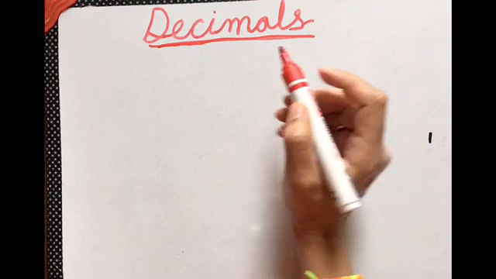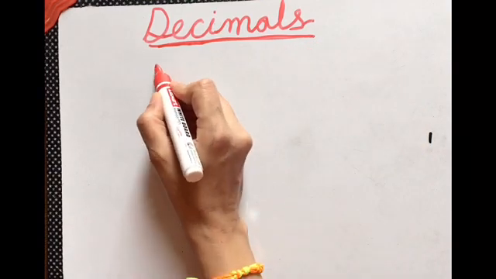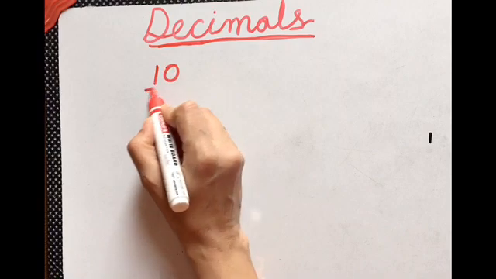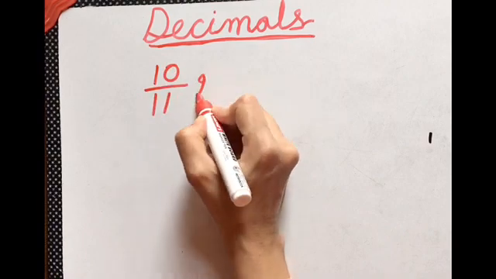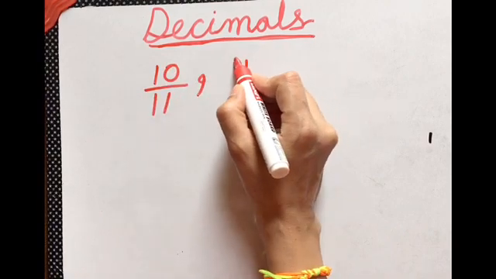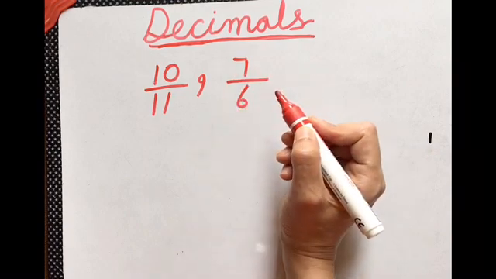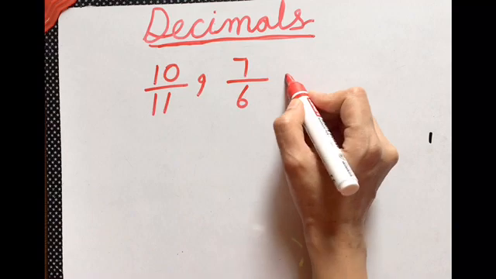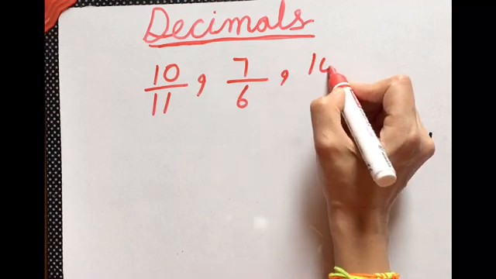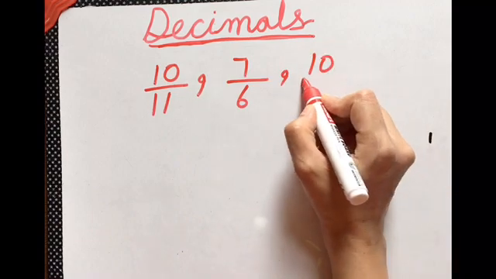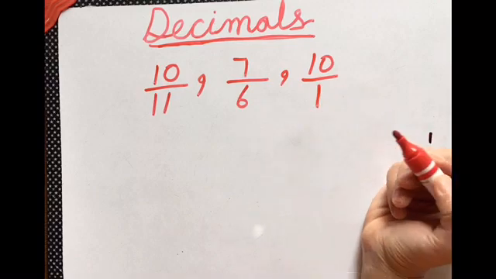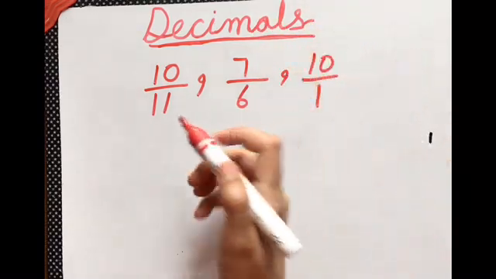So what are decimals and the different things related to them, we are going to discuss. If we write 10 upon 11 or 7 upon 6 or just 10, then its denominator will be 1. All these are the fractions we have already done.